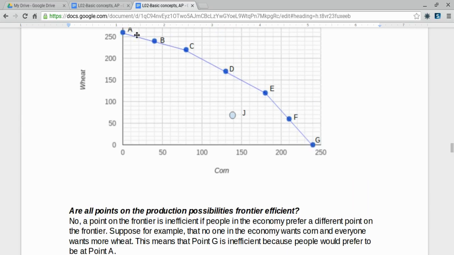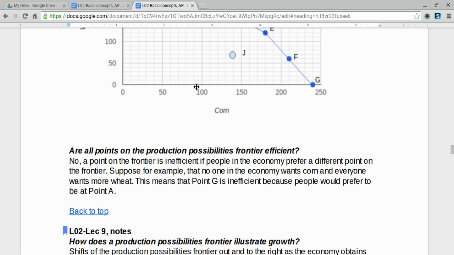So efficiency involves not only obtaining or reaching the frontier, it also involves choosing the right point on the frontier.